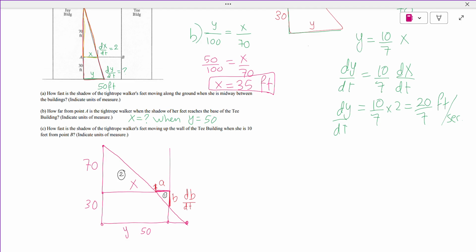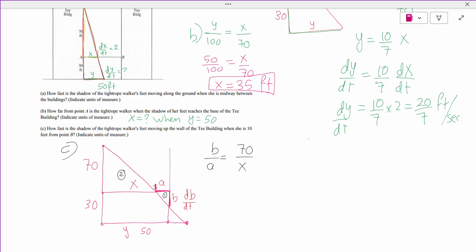Now we know that B over A is the same as 70 over x. Now we are looking for dB over dt. We know dx over dt, right? It's given, but we don't know dA over dt. So we must eliminate A. How do we do so?